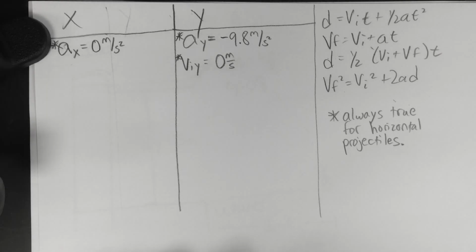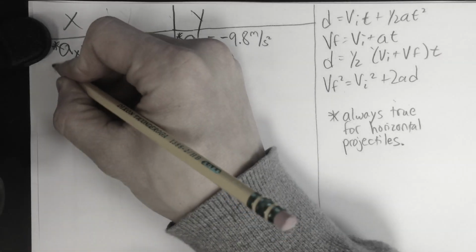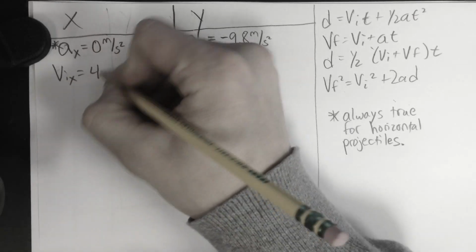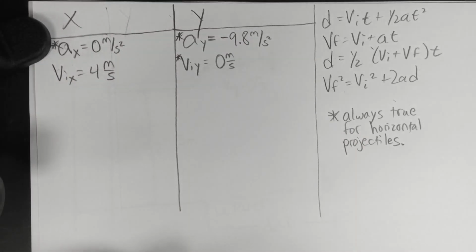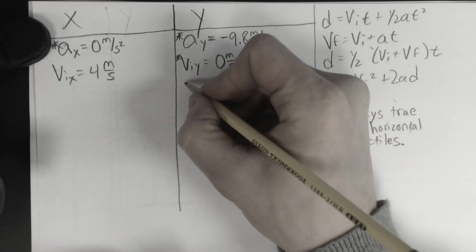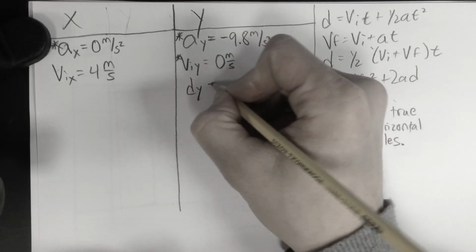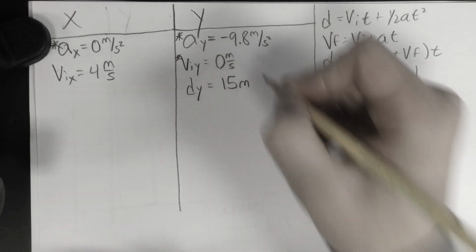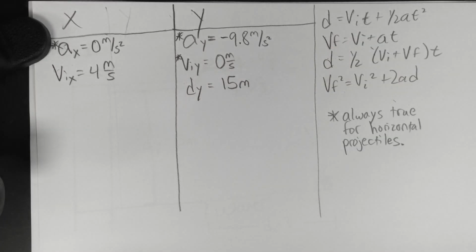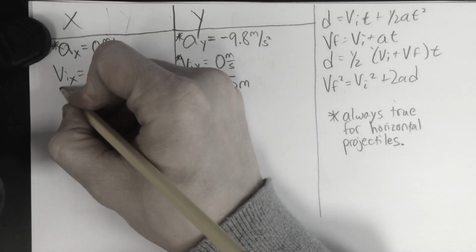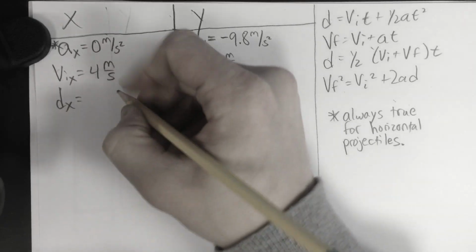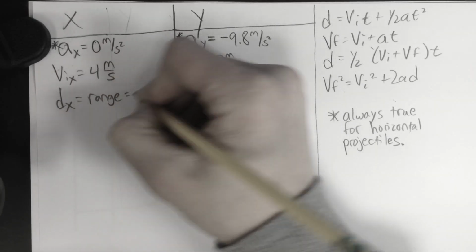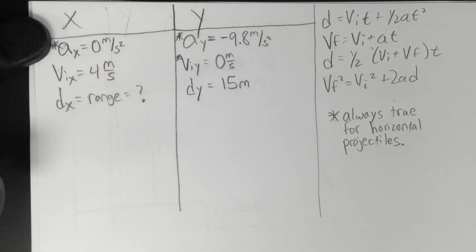So let's write down the other givens that the problem tells us. They start out with an initial x velocity of 4 meters per second. And they start off at that height, that d_y of 15 meters. So that's all the problem really tells us. Now we have to solve for the unknown, which is the range, or d_x. What is that?